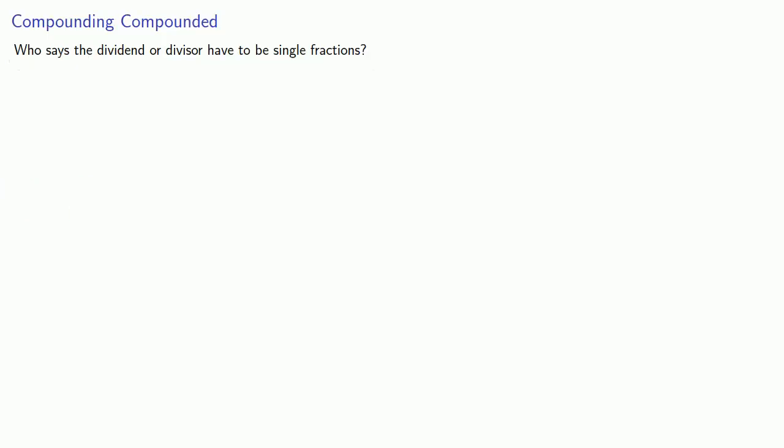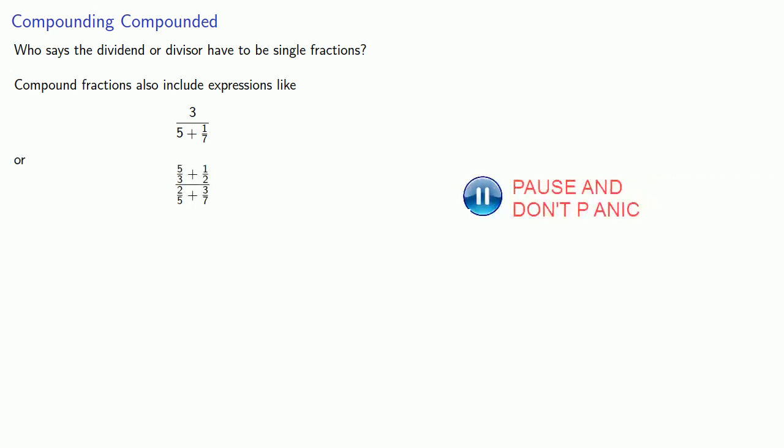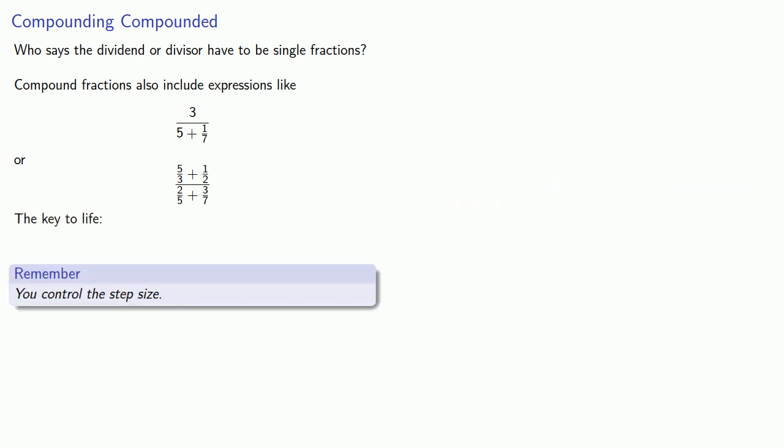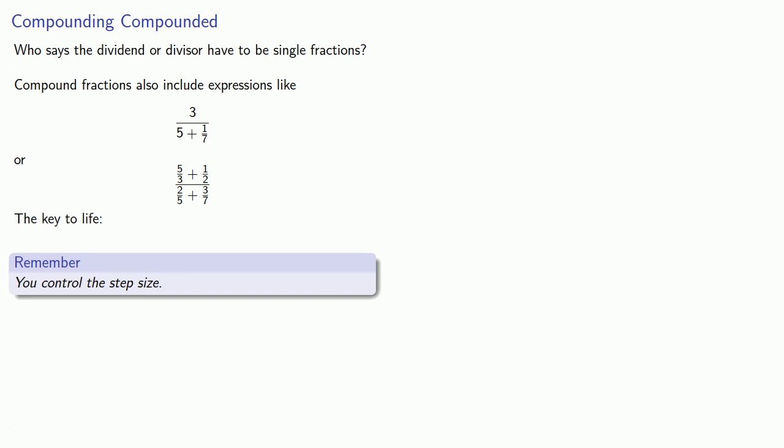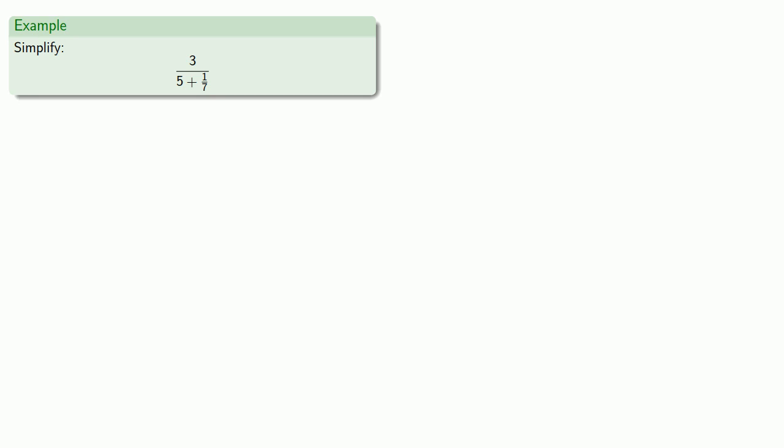Who says the dividend or divisor have to be single fractions? Compound fractions also include expressions like 3 over 5 plus 1 seventh, or 5 thirds plus 1 half over 2 fifths plus 3 sevenths. And these may look a little frightening, but the key to life is you control the step size. What does that mean? Well, let's consider a fraction like 3 over 5 plus 1 seventh. So, the first thing to recognize here is that we have this fraction 1 seventh with denominator 7. So if we multiply numerator and denominator of our compound fraction by 7, we have a chance of getting rid of the 7.